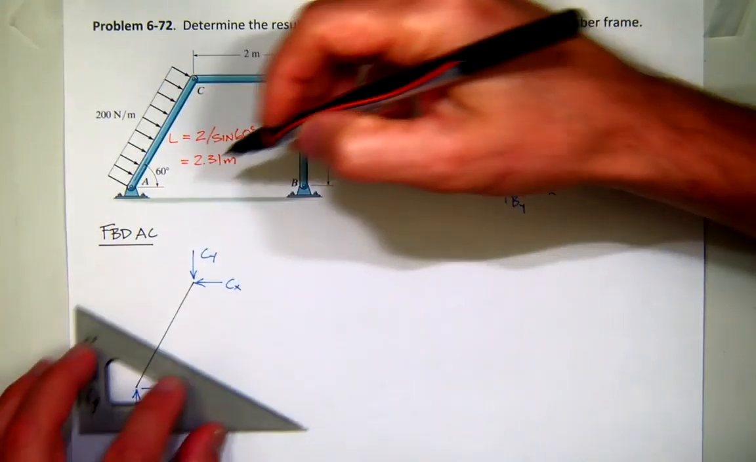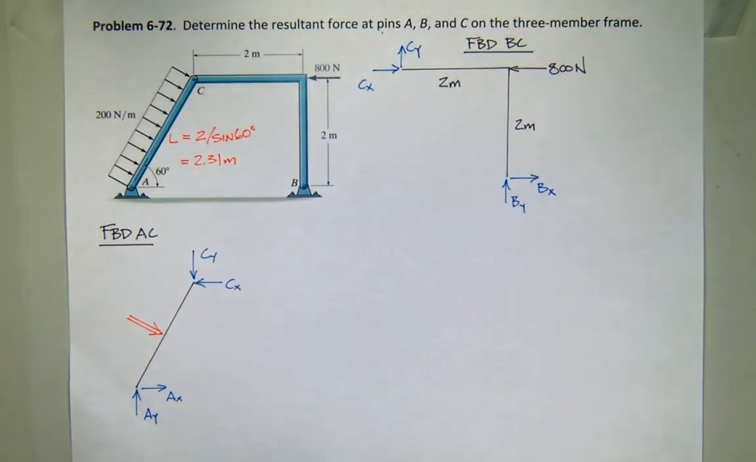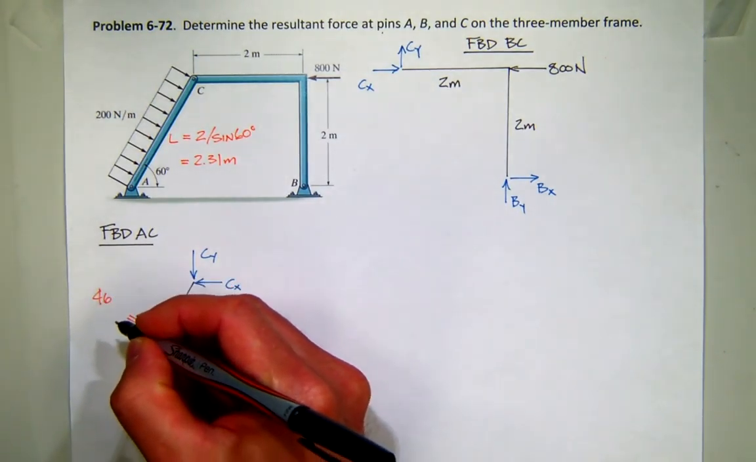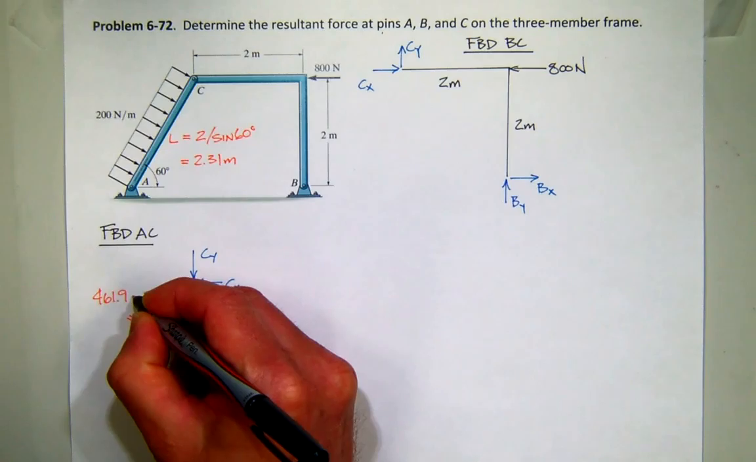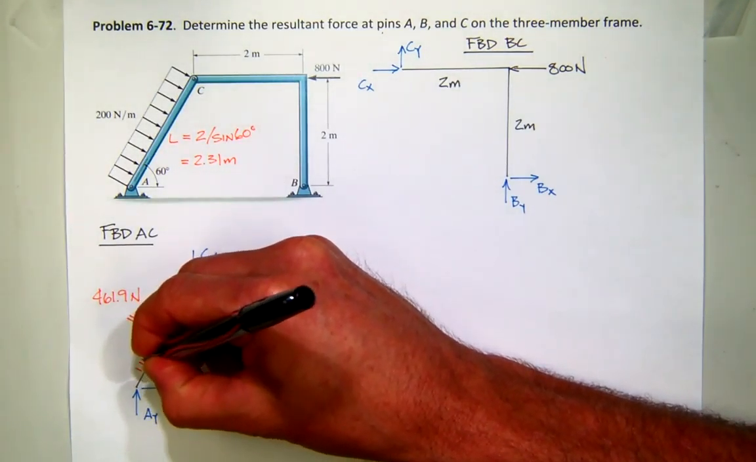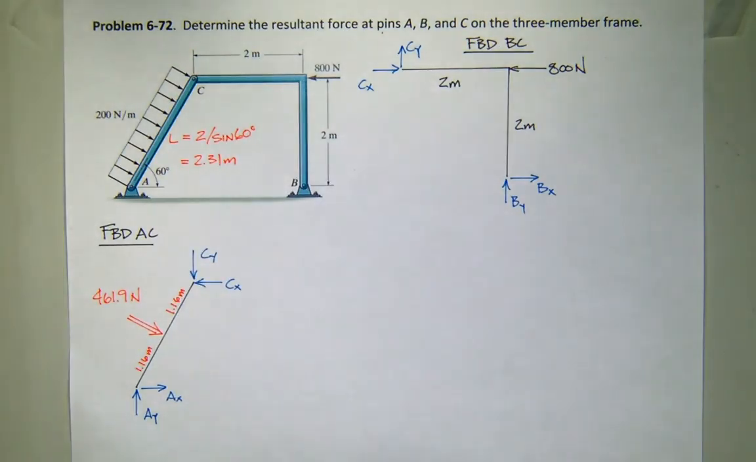So that means my force will be 2.31 times 200. That's what I got. I got 461.88. Let's just say 461.9, and that should be newtons. And it acts in the center, which is half the distance of the 2.31. So up this edge here would be 1.16 meters, something like that.